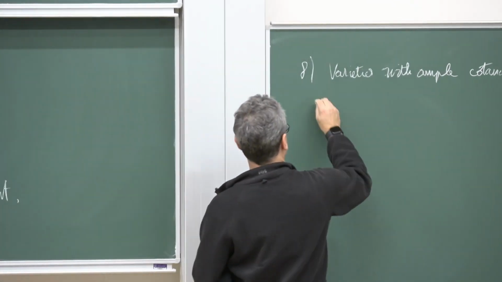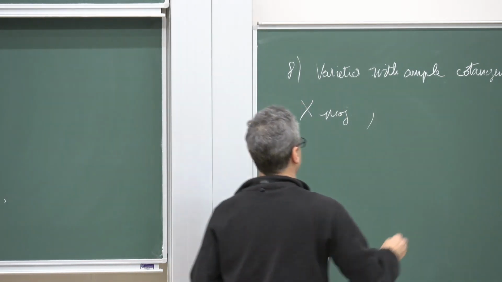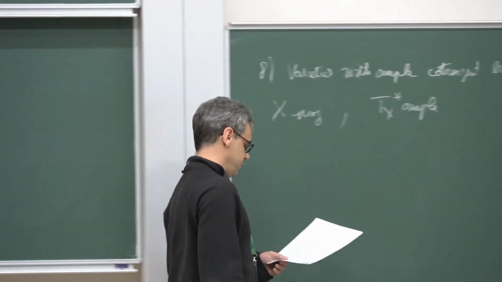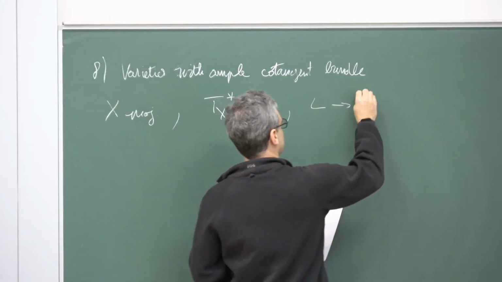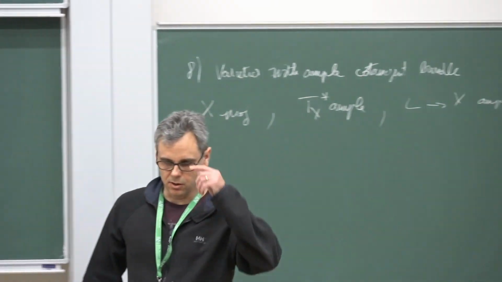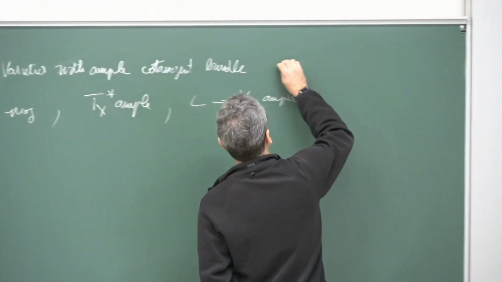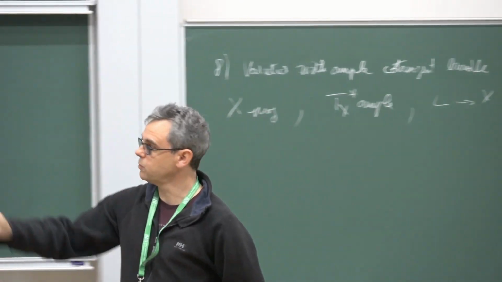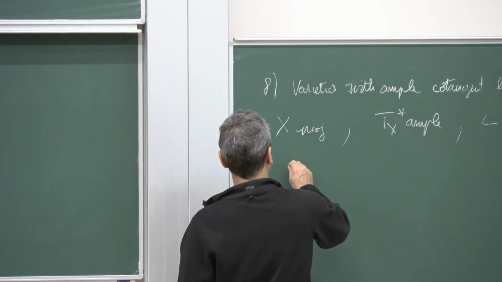Okay, so you take X projective and ample cotangent bundle, and you take an ample line bundle on it. So these varieties are hyperbolic. So I will give you the proof. The proof is in fact the very same proof as here. Very easy. So you just take a section.